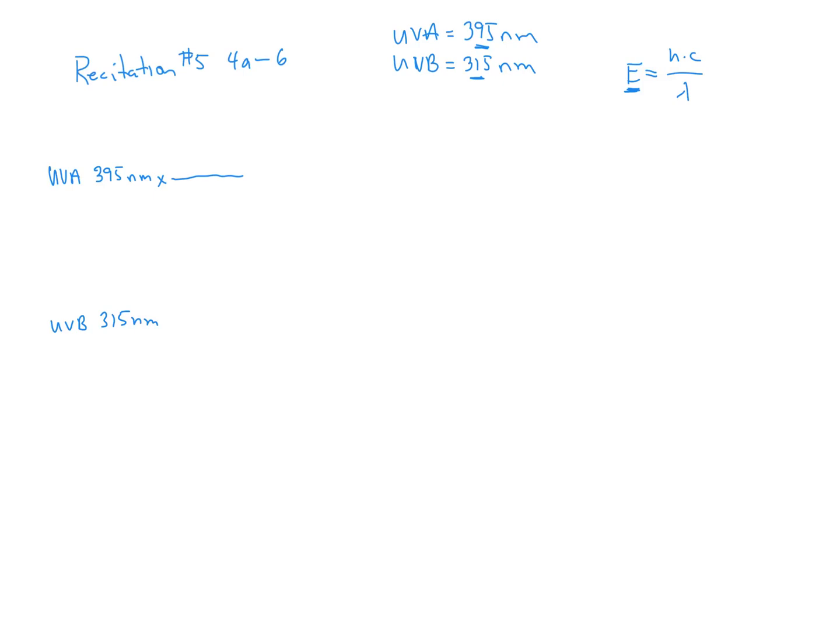The first step, I need to go from nanometers to meters because c, the speed of light, is 3 e to the 8th meters per second. I know that in 1 meter I have 1 e to the 9th nanometers. That's the same for both of these. Take a look at my units: nanometers cancel out, and I'm left with meters. So the wavelength in meters is approximately 3.95 e to the minus 7 meters for this one, and 3.15 e to the minus 7 meters for this one.